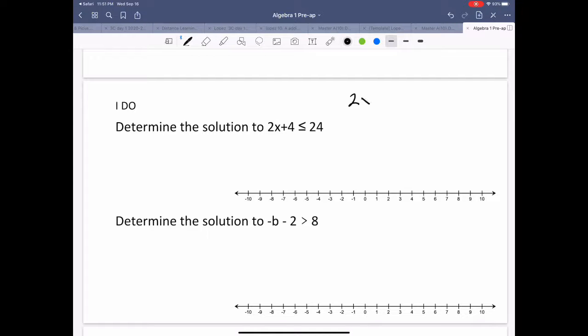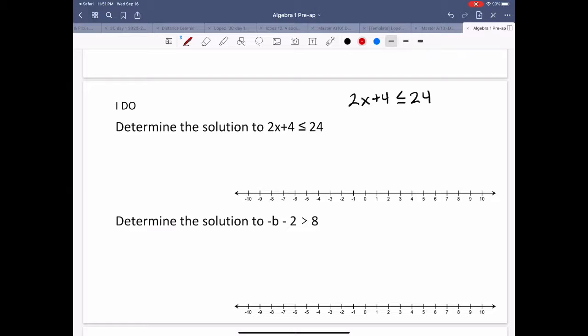So we have 2x plus 4 is less than or equal to 24. Now, those of y'all who already know how to solve equations, it's essentially the same thing. You have to do inverse operations. Now, if you don't know what inverse operation means, it basically means working backwards to solve for a variable. And so you want to slowly isolate everything around the variable until you get to the variable itself. And you do it by doing the opposite of the current operation.